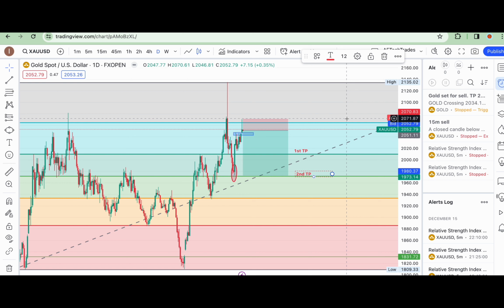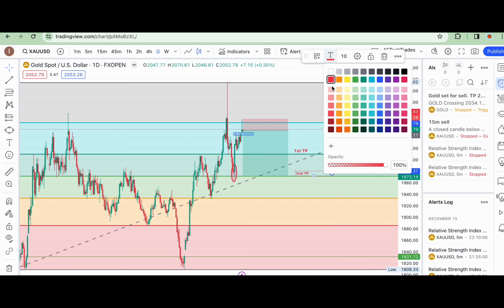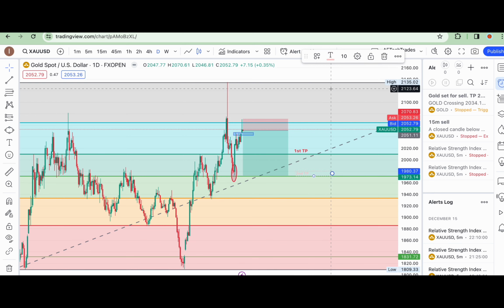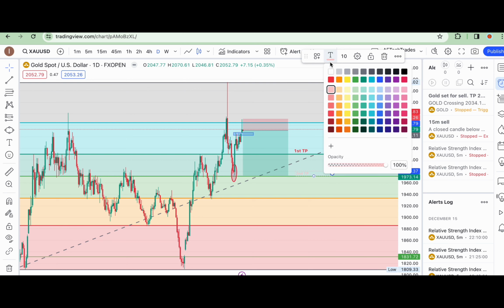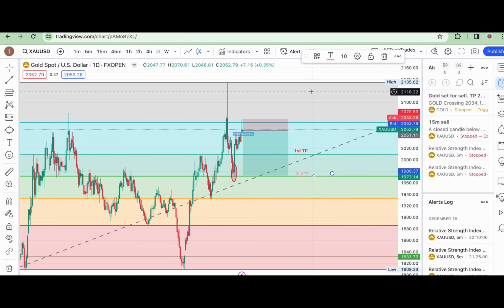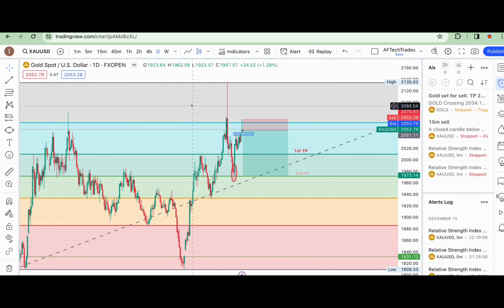Second TP, let me make it not that. Yes, I'll make it. No, it's too faint. I still want it visible. Yeah. So the second take profit is not there, but first take profit is, to me, somehow guaranteed for next week. So this is it.